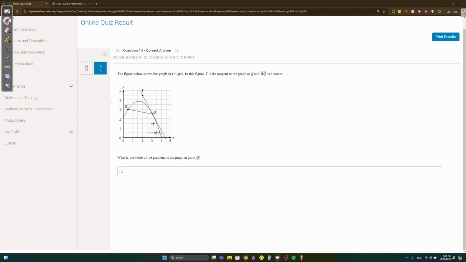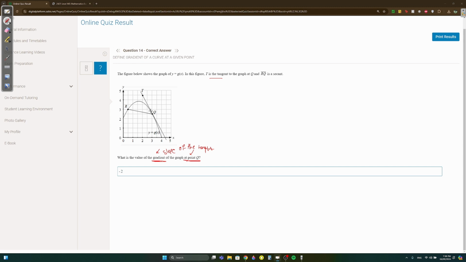Here we have a graph of g of x, which is this curve. It has a point Q, it has a point R, and they drew a line tangent to it. They're asking what is the value of the gradient at point Q? The gradient of a curve at a specific point is equal to the slope of the tangent. Here they drew a secant just to mix you up. They said T is the tangent. That's all we care about when we're working with derivatives. We don't care about secants. We only care about tangents.